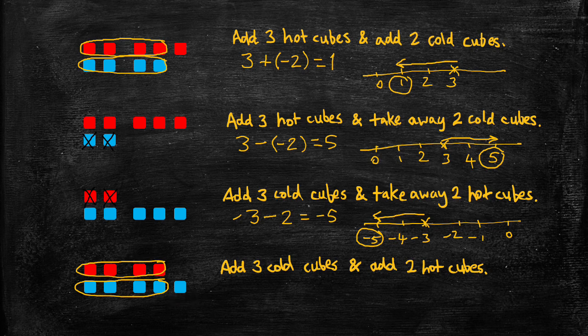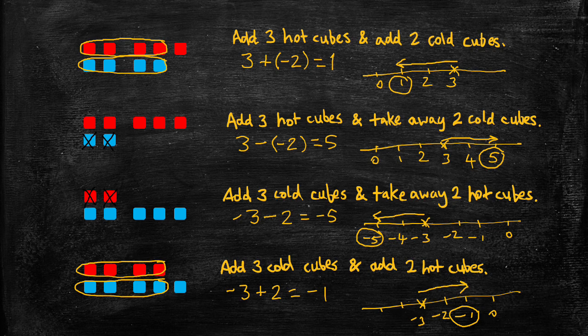So what I'm doing is I'm starting at -3, and I'm adding 2 hot cubes. I'm adding 2, and I'm ending at -1. So on a number line, I'm starting at -3, I'm adding a positive number, and I'm ending at -1. So that's the soup example for illustrating adding and subtracting positive and negative integers.